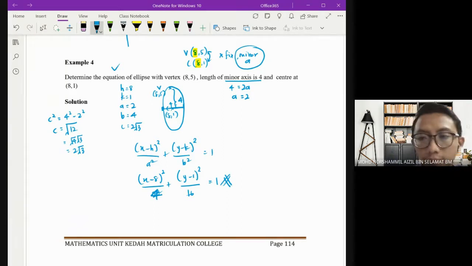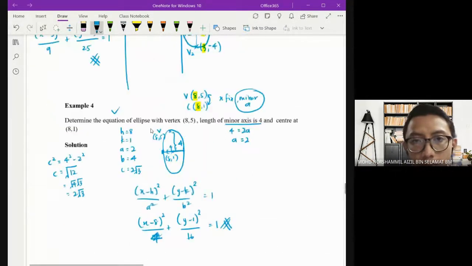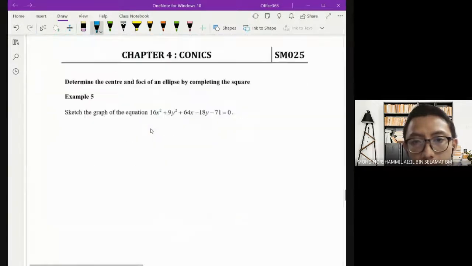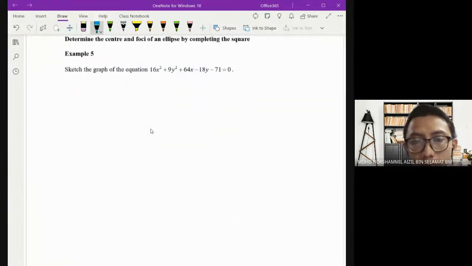Boleh tak? Okay. Okay, sir. Okay sorry pening sikit. Okay, done already with example number 4. So move on to example number 5.